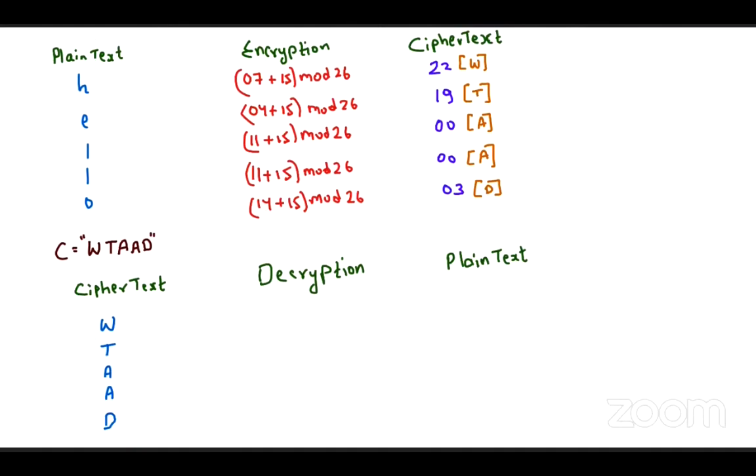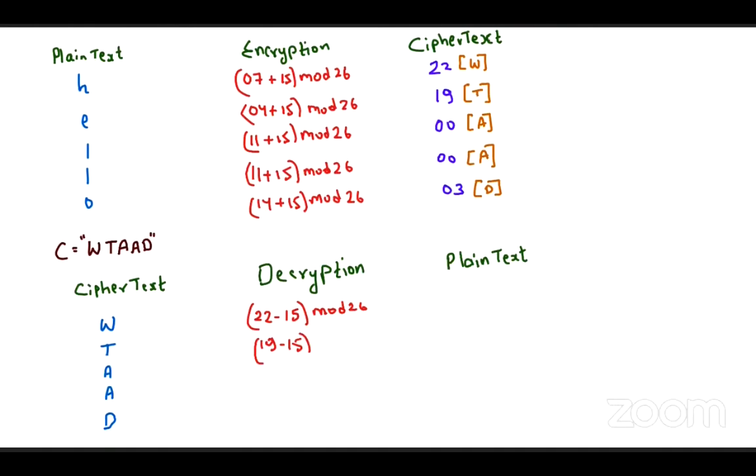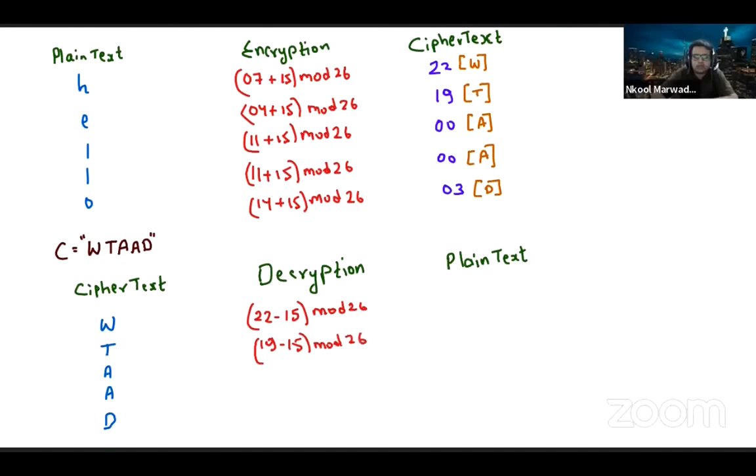What is that? C minus K mod 26. So W is 22. So 22 minus 15. The key will be the same for both. That we know, it is private key cryptography, so the same private key is shared by both. Mod 26. And here we will have 19 minus 15 mod 26. Then we have 0 minus 15 mod 26. Then once again 0 minus 15 mod 26. Then in the last we had 3 minus 15 mod 26.